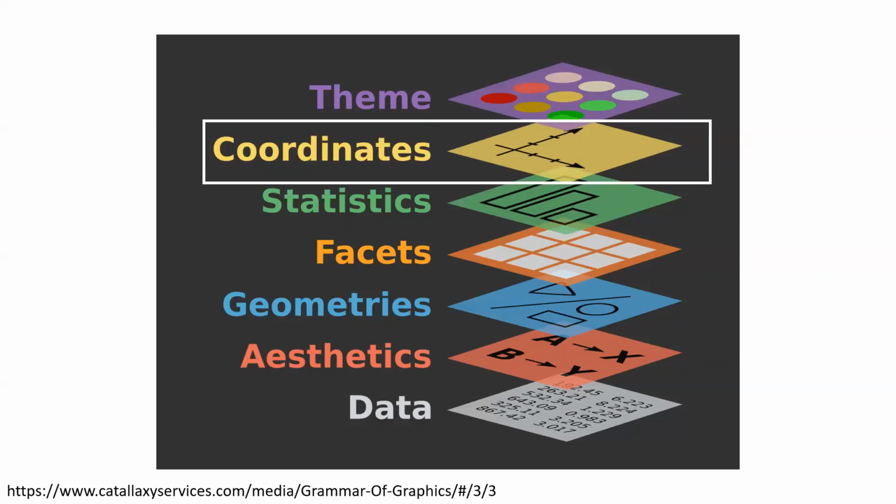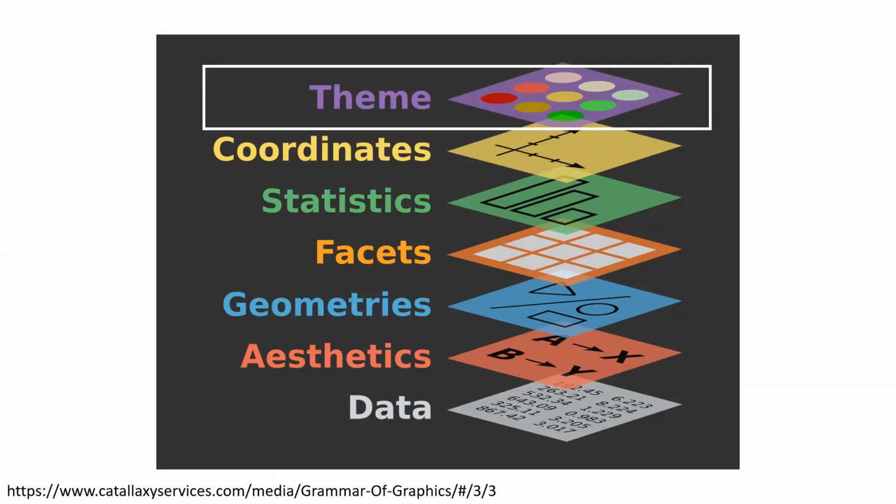Coordinates describes, for example, whether your x-axis is on a normal numeric scale or a log scale. Or, if you have a pie chart, that would actually be in polar coordinates. So that's what coordinates describes. Then theme describes the appearance of your plot. That's where you get to have some fun and make it look really nice, something that could be published in a journal.